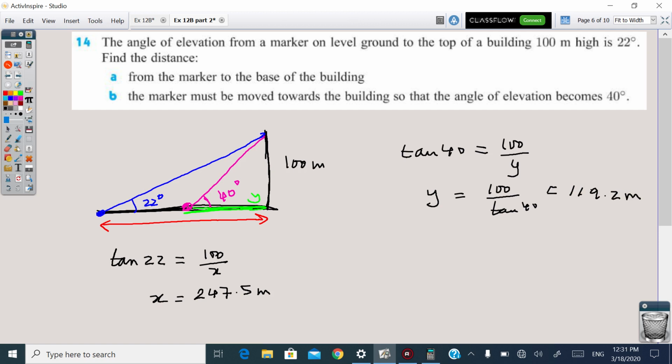So this means that if this entire length is 247.5 and if this distance is 119.2, simply subtract 247.5 minus 119.2 and you get your final answer, which will be the distance by which you have to move this marker.